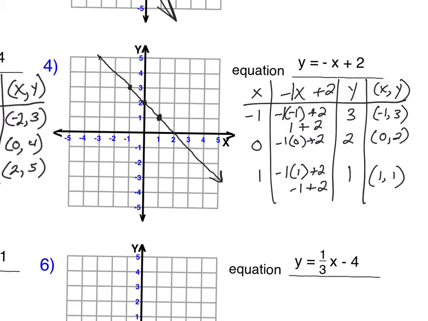And if you somehow ended up with a line that is rising as it goes from left to right, then you did something wrong. This one is falling, and it should be falling because that negative right there tells us that we have a falling line from left to right. Negative slope, falling line.